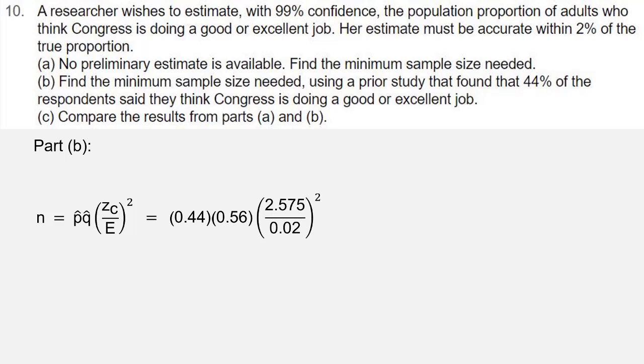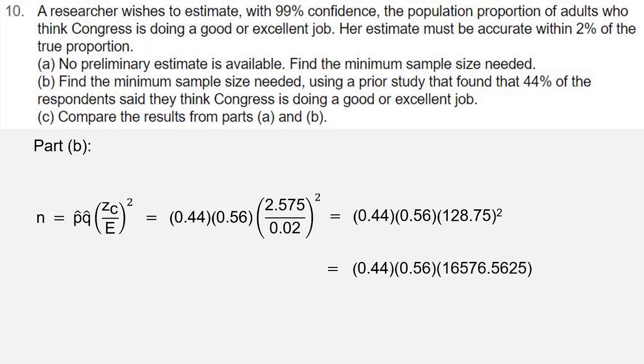We simplify that fraction, and we end up with 0.44 times 0.56 times 128.75 squared. When we square that, we get 16,576.5625, and then when we multiply all the numbers together, we end up with 4,084.465. Rounded up is 4,085. So that's our minimum sample size when we have that prior estimate available.